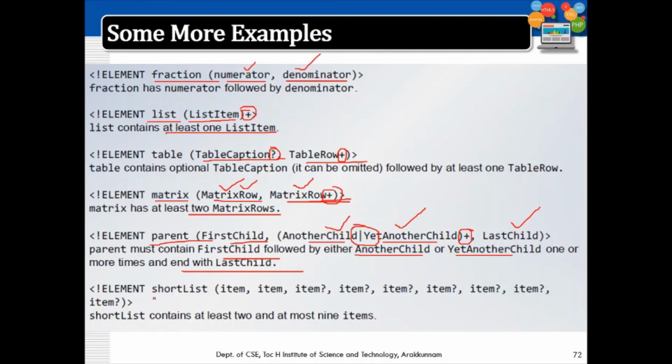And the last one, shortlist contains item one time, a second time, because it is not having any modifiers. Then again question mark. Question mark means 0 or 1. So minimum 2 occurrences is there, and at most 1, 2, 3, 4, 5, 6, 7. So 7 plus 2, maximum 9 times.